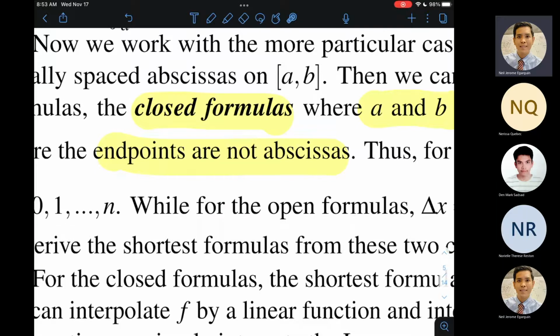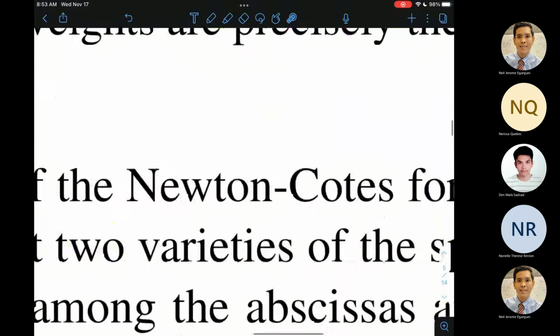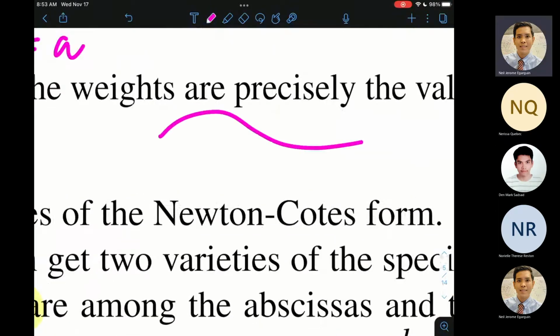Pero kapag ka ginamit mo yung quadrature rule, kailangan mo yung function value sa A at function value sa B. And if you don't have any information about that, then magfa-fail yung integration formula mo. Kaya kung may mga ganung issues, an open formula is more wanted than a closed formula. Okay? Lalo na kung meron kang isang function, halimbawa, meron ka isang function, tapos meron siyang removable discontinuity dito. Ito yung A, ito yung B.